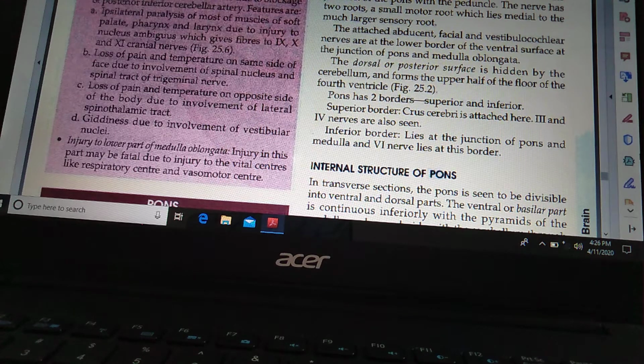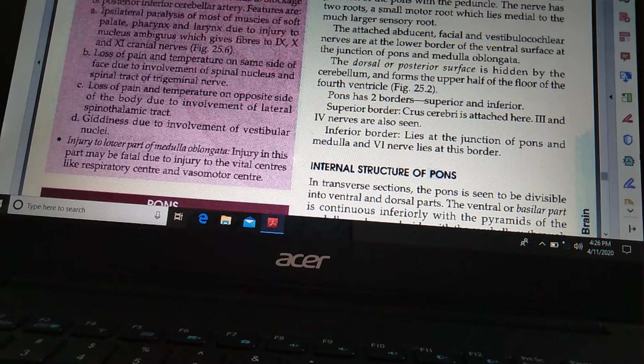Next is injury to the lower part of the medulla oblongata. It may be very fatal because this area contains the respiratory and the vasomotor centers, right? So respiration and cardiac function, the regulation of blood pressure and heart rate, these are two very vital functions of our body, and if they are damaged, it can be very fatal for human life, right? So injury to the lower part of the medulla oblongata is very fatal.